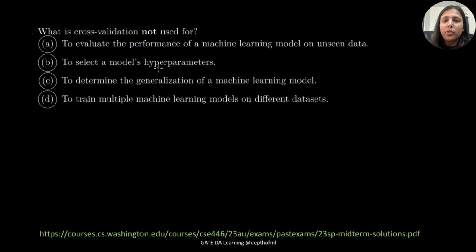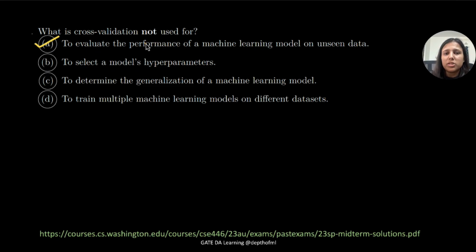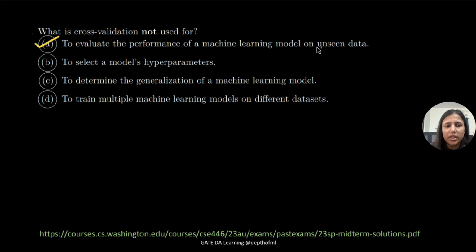This is asking what cross validation is not used for. It's an MCQ question, and multiple statements can be correct. So let's look at every one of them and figure out which one is not a purpose for which cross validation is used. To evaluate the performance of a machine learning model on unseen data, this is correct. We want to evaluate the performance of the model on unseen data, and that's why we keep those test folds separate. Test folds are for this purpose only. So this is correct.